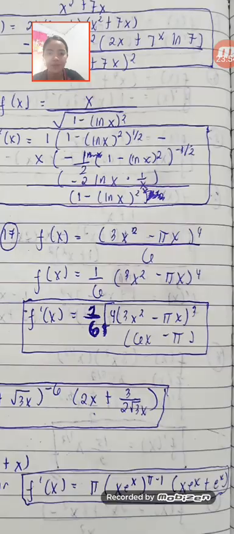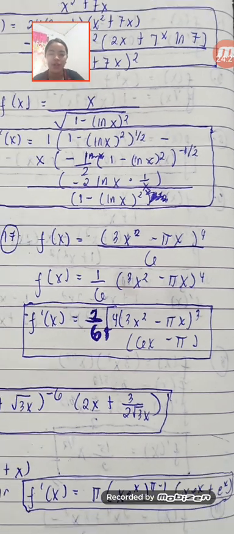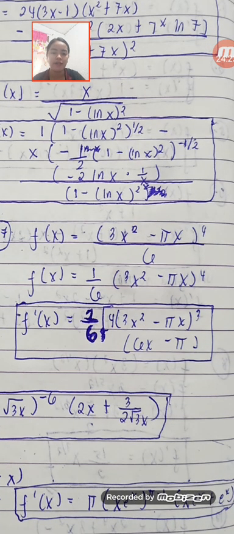For number 17, we have here f of x is equal to the quantity of 3x squared minus pi x raised to the power of 4 over 6. Now, in simplifying this one, we come up with 1 over 6 multiplied by the quantity of 3x squared minus pi x raised to the power of 4. Since we already simplified this item, it is easy for us to differentiate this one.